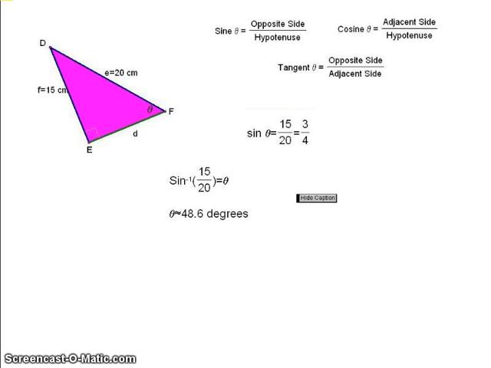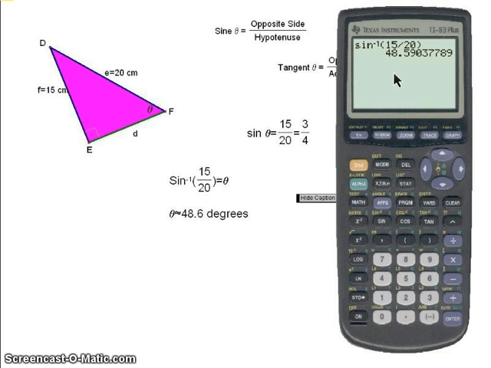So on your graphing calculator, you'll see that if you do the inverse sine of 3/4 instead of 15/20, you'll get the same angle. That's because the calculator doesn't care what the ratio is. All it's doing is comparing the opposite side to the hypotenuse and saying, if you give me those two sides, then the angle must be approximately 48.6 degrees. And that's how you work your way backwards.